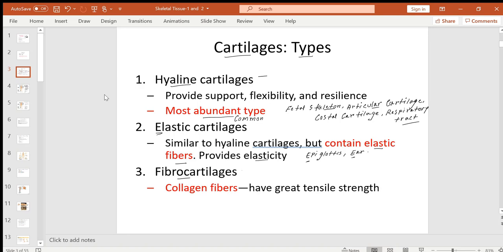Fibrocartilage. A lot of collagen fibers are present in the fibrocartilage. The structures that are formed by this type of cartilage are the meniscus. You know, meniscus is in the knee joint, a hard structure because a lot of fibers are in it. Intervertebral discs in between vertebrae, and also pubic symphysis, the structure that connects the two hip bones anteriorly. So these are the structures formed by fibrocartilage.